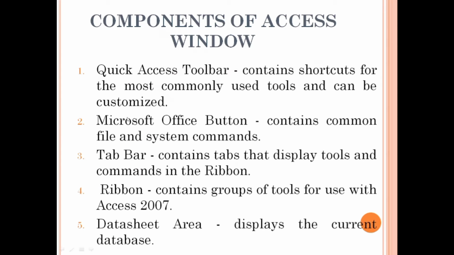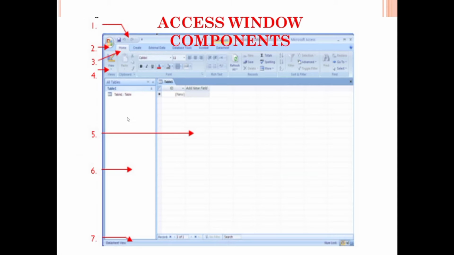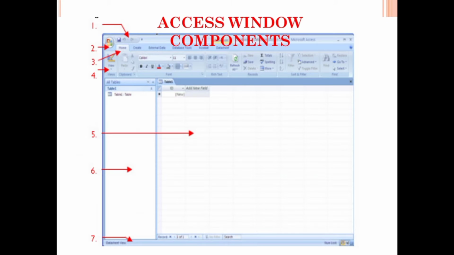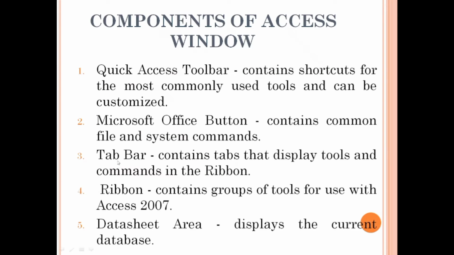Now the next thing is the Microsoft Office button. This is the rounded button that you have seen on your screen. It contains the common file and system commands. The third one is called the menu bar. Home, create, external data, this is called the menu bar, or the tabs as we call them. It contains the tabs that display the tools and commands in the ribbon.